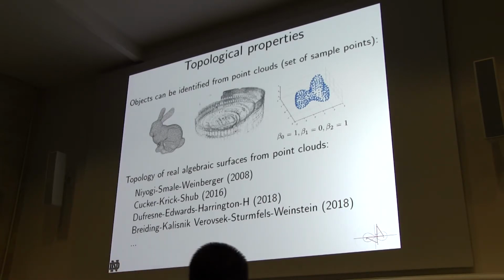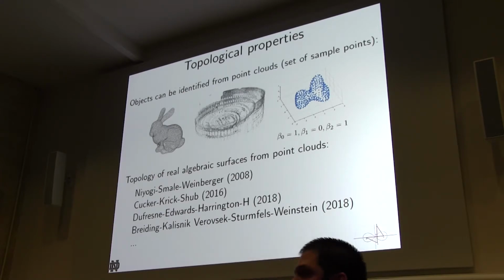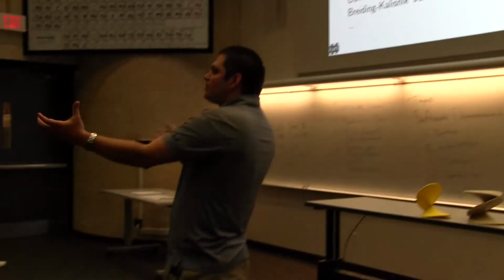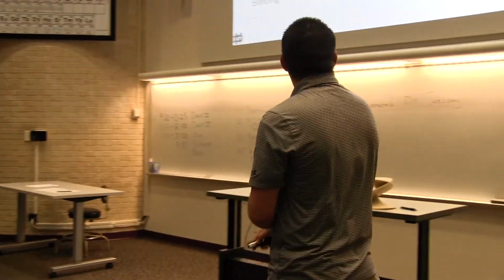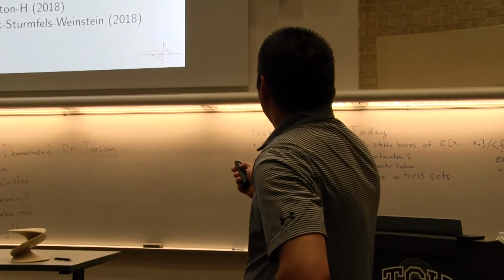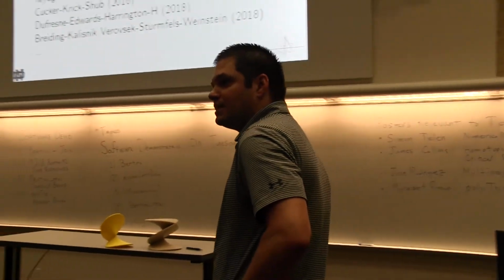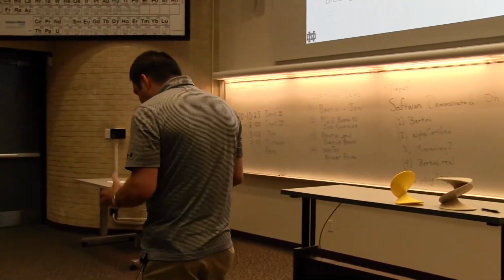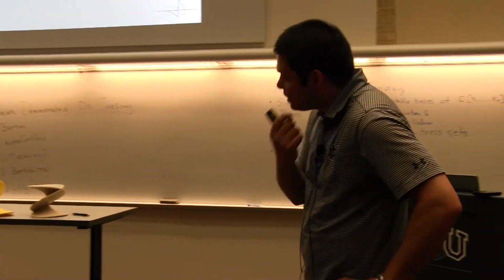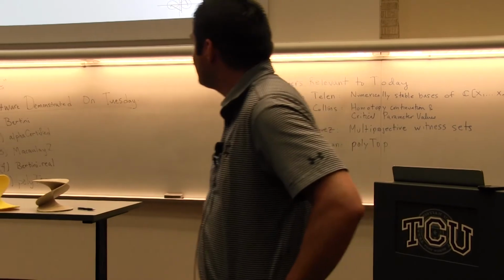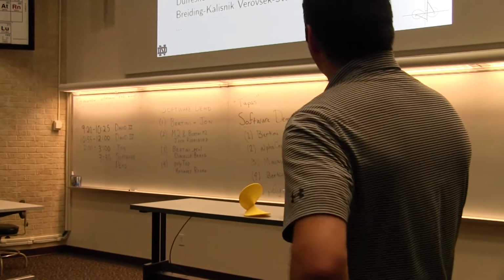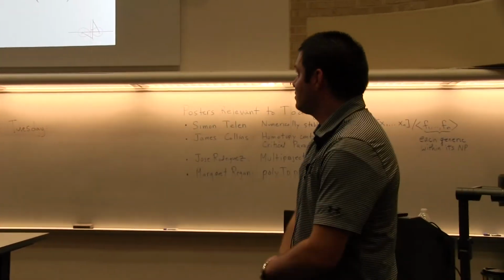We should be able to do the same thing with varieties. If I give you sample points on that variety, we should be able to know what that variety looks like. In particular, we should be able to compute its Betti numbers. So it's connected, it has a trivial fundamental group, and there's one void inside. This has been studied by lots of people, and so you can get topology of real algebraic surfaces, that should say varieties, not necessarily surfaces, from point clouds. So you can do this very naturally.